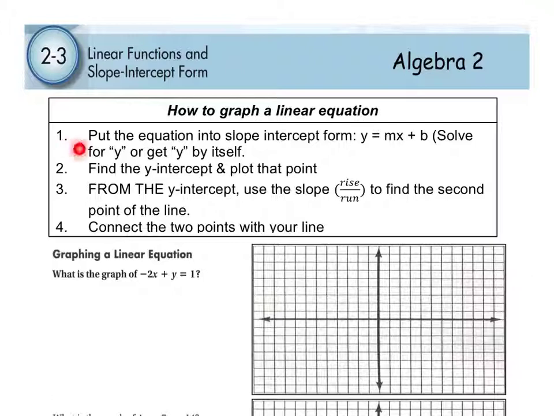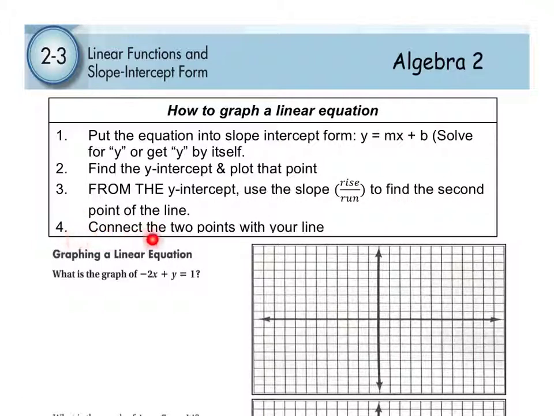First of all, you want to put the equation in slope-intercept form, y equals mx plus b, or solve for y, or get y by itself. Not every equation is going to be in that form. Number 2 says find the y-intercept and plot that point. Number 3 says from the y-intercept, you're going to use the slope, whatever the slope is, rise over run. Remember, the top number tells you how much you go up or down, bottom number tells you how much you go right or left, to find the second point of the line.